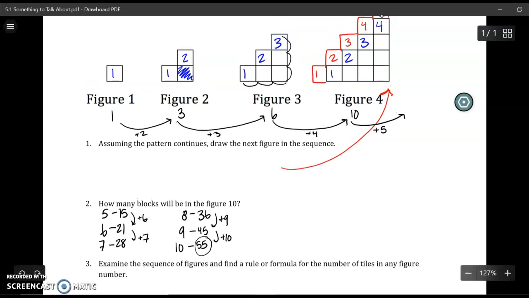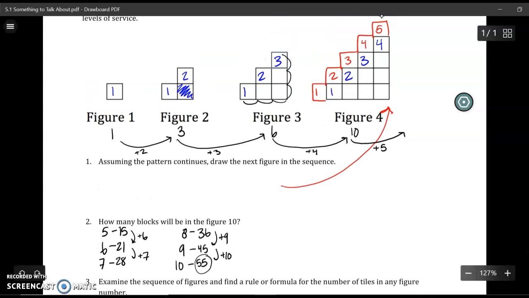Okay, so before we jump into number 3 and writing a formula for this, I just want to talk about the relationship that's going on here. So we notice that we can definitely find a pattern, right? There's this pattern of adding one more block than the number of blocks you added previously.